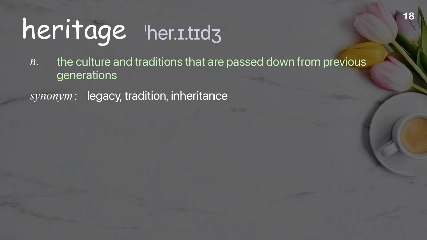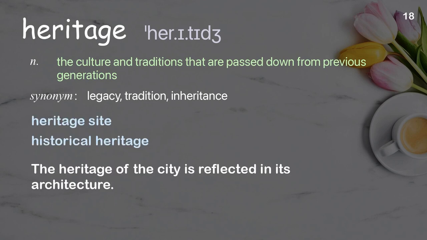Heritage. The culture and traditions that are passed down from previous generations. Examples. Heritage site. Historical heritage. The heritage of the city is reflected in its architecture.